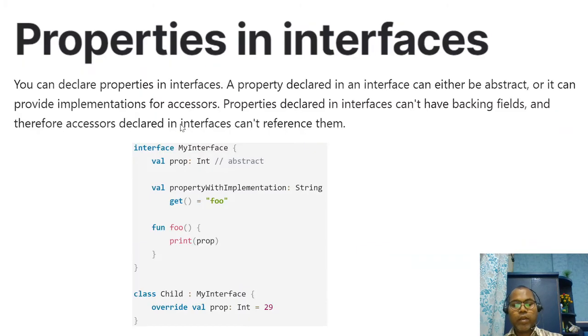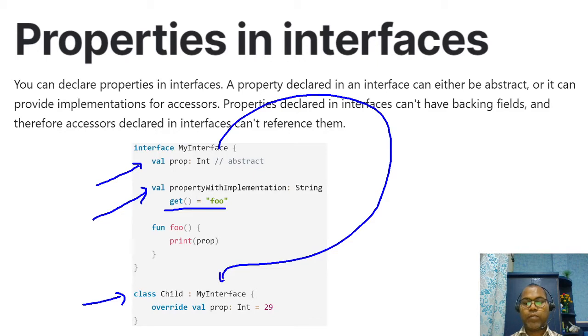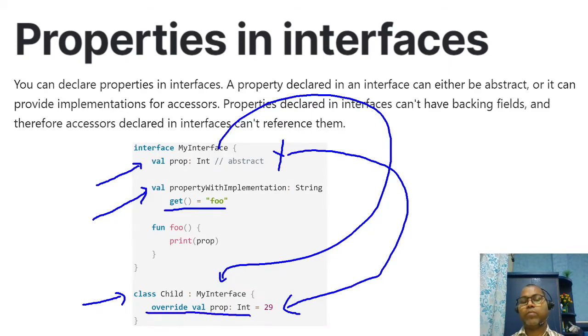So this is the way you can declare a property. That property can be abstract, that property can declare some getter method, and whenever your child class implements this interface, this is the abstract property, they must override the abstract property with the actual value.